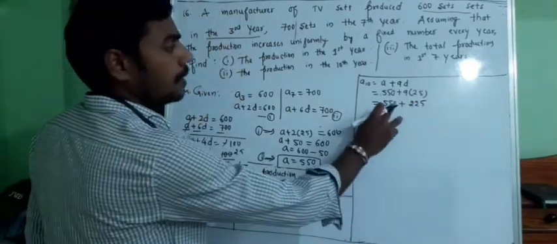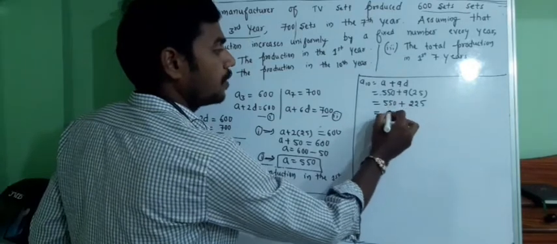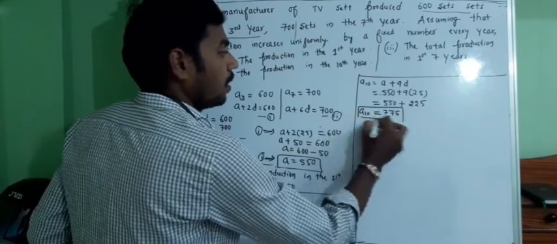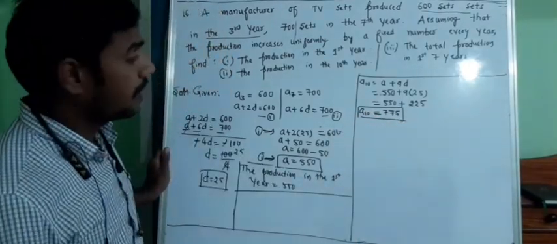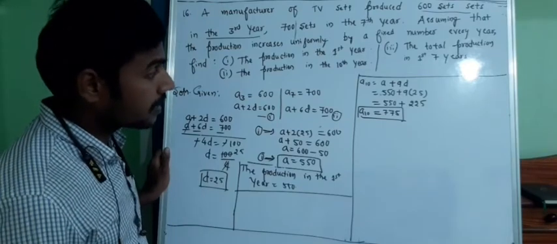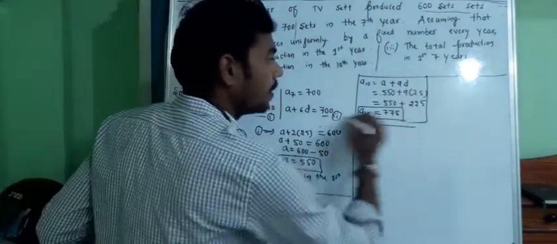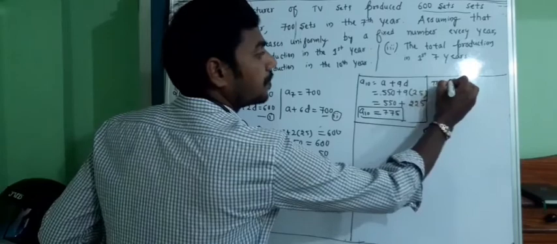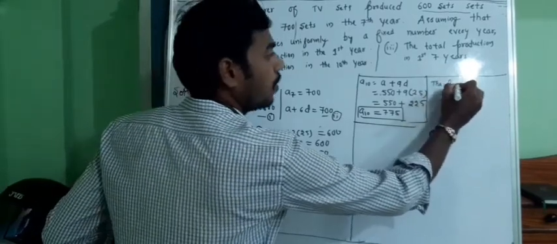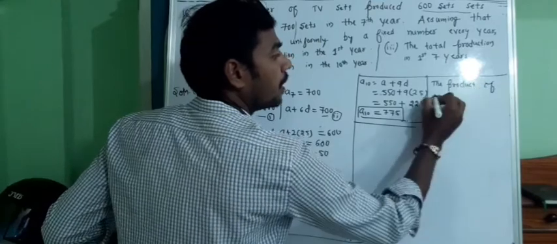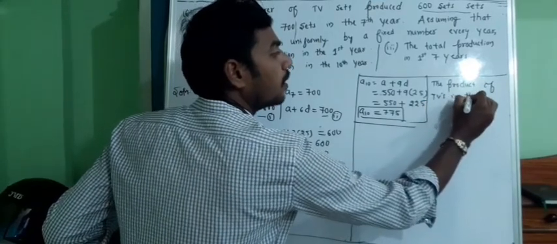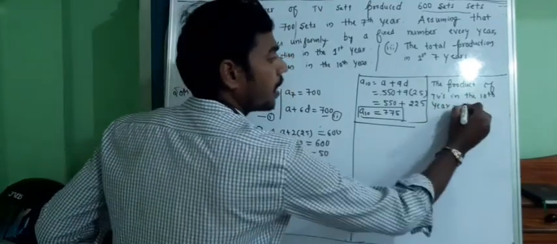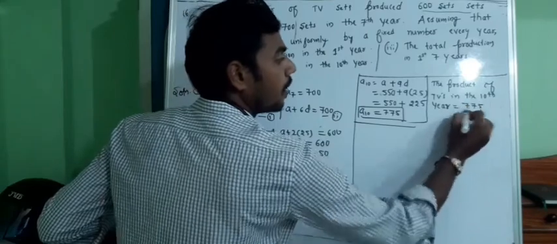Yes. 0 plus 5, 5. 5 plus 2, 7. 775. So, TVs that have been manufactured in the year 10, only year 10, is equal to 775. Now, what is that? The production of TVs in the 10th year is equal to how much? 775. Please note this down.